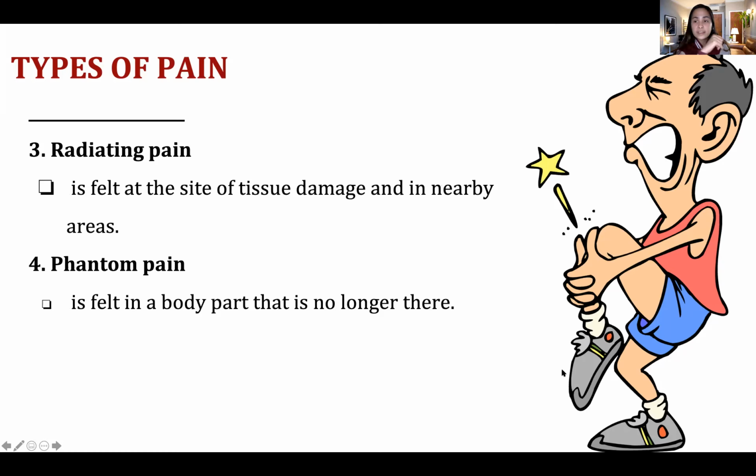We have also radiating pain. So if you have pain on your head, okay, it can radiate to your eyes, it can radiate to your face. So it means it is radiating pain. You will feel the pain in the nearby areas. Phantom pain is felt in the body part that is no longer there. So for example, if you have an amputated foot, okay, your foot is already cut or amputated, but you still feel that there is pain on that area. That is called phantom pain.